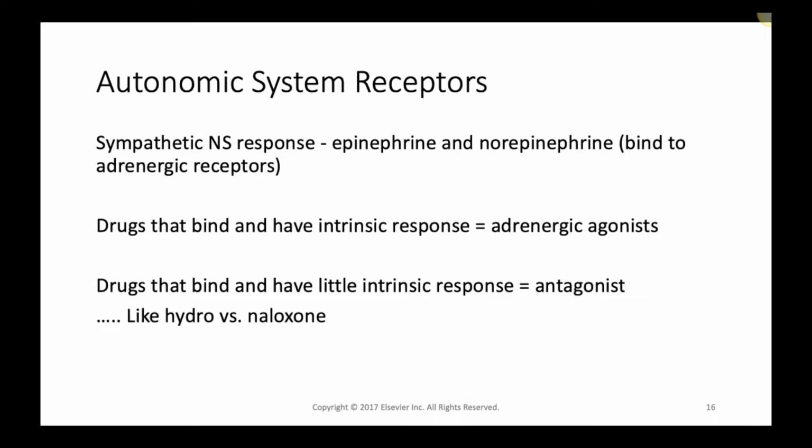So to produce the sympathetic nervous system response, neurons of the sympathetic nervous system release the neurotransmitters epinephrine and norepinephrine. These compounds bind to specific types of receptors called adrenergic receptors to produce the fight or flight changes. Drugs with intrinsic activity, like I mentioned, can mimic the effects of epinephrine and norepinephrine, and they're the ones that are called agonists. In contrast, drugs that are able to bind to these receptors and have no intrinsic activity means that they slow the heart rate down, essentially. Those ones are the antagonists.